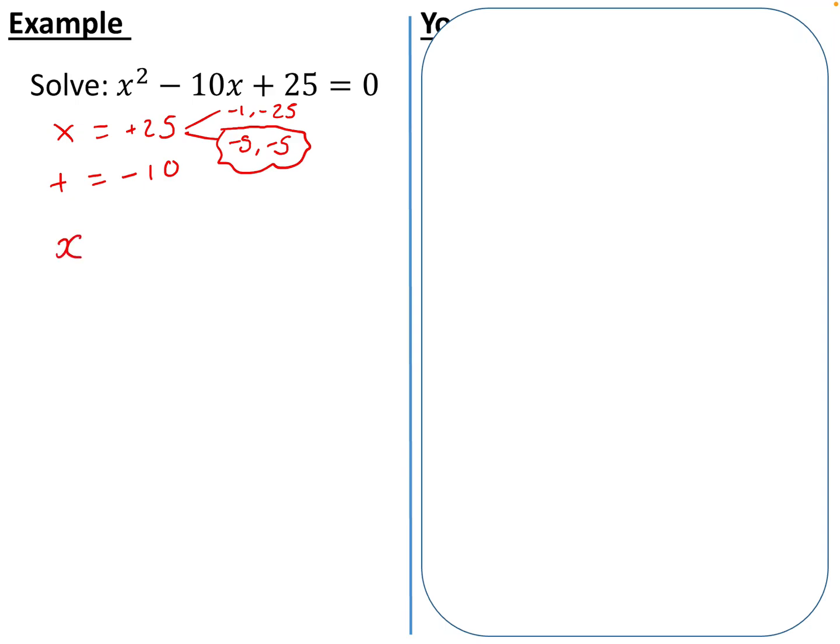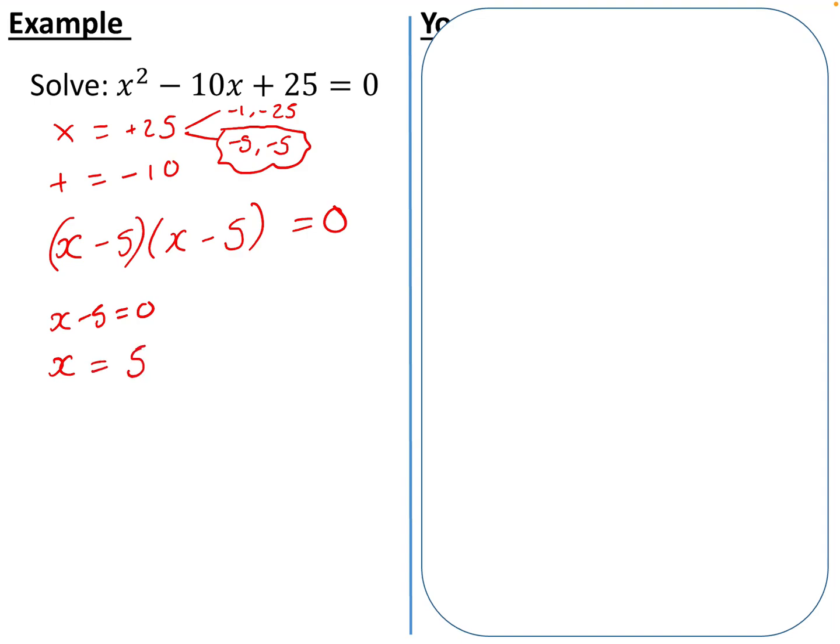So I'm going to end up with x minus 5 and x minus 5 equals 0. Now when I answer this, we're going to have x minus 5 equals 0, and I'm only going to write it once this time because it would be the exact same thing. Therefore, this equation equals 0 when x is equal to 5.